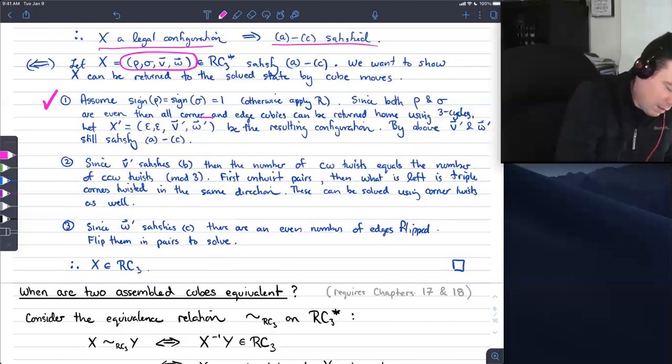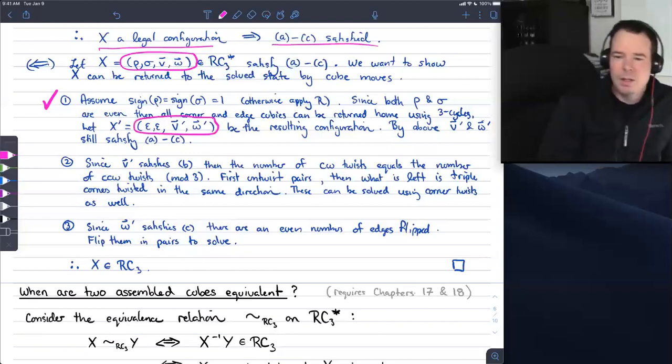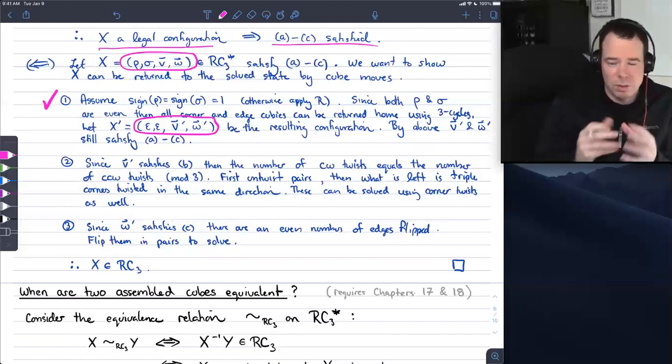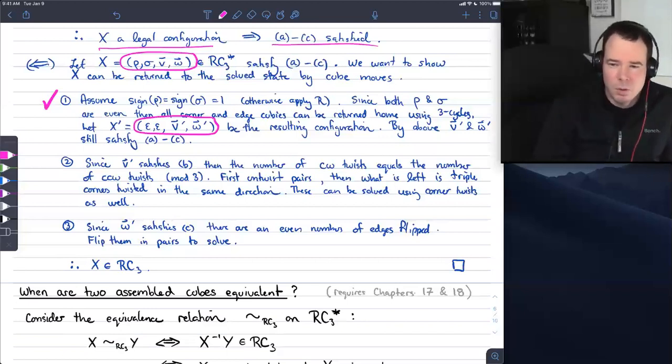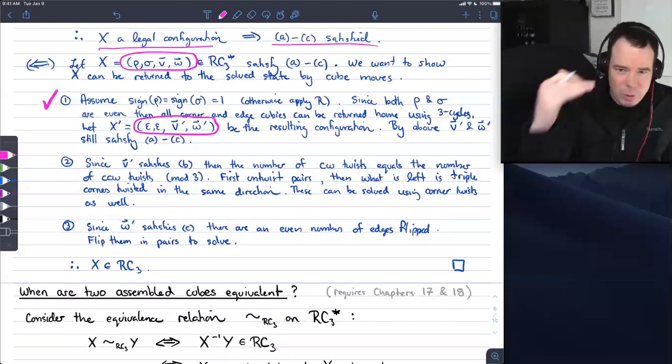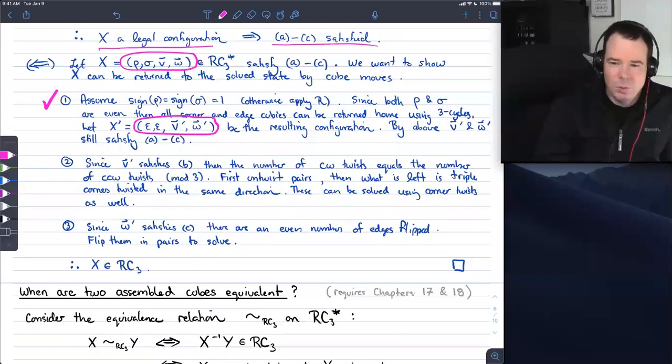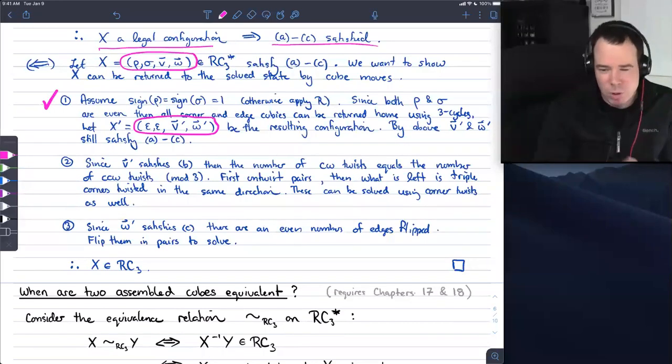And so now we get down to a configuration that looks like this. Every piece is in its proper position. It just might be oriented improperly. But when I did all of those moves to fix the corner permutations and the edge permutations, bringing them to the identity, properties A through C still remained true. So for this V prime, the sum is still 0 mod 3, and for W prime, the sum is still 0 mod 2.